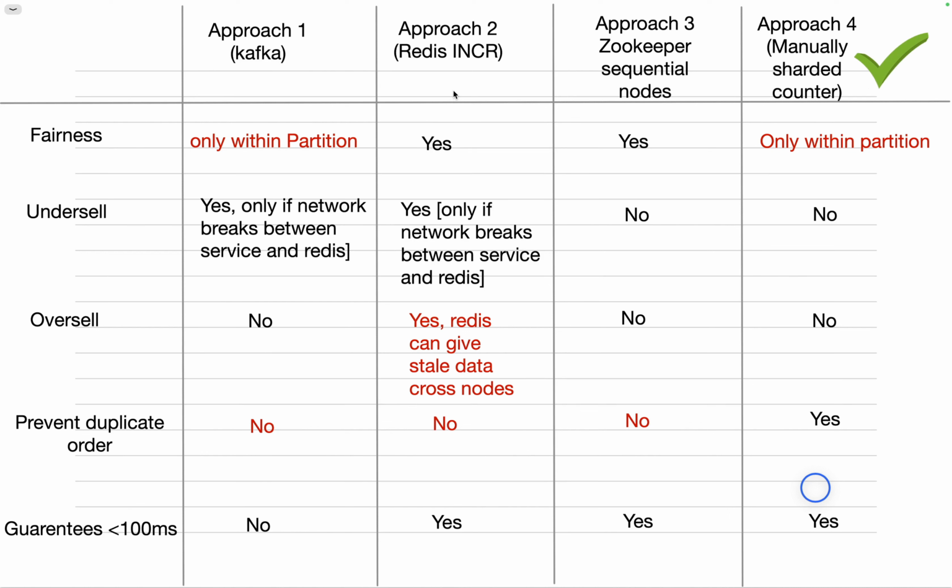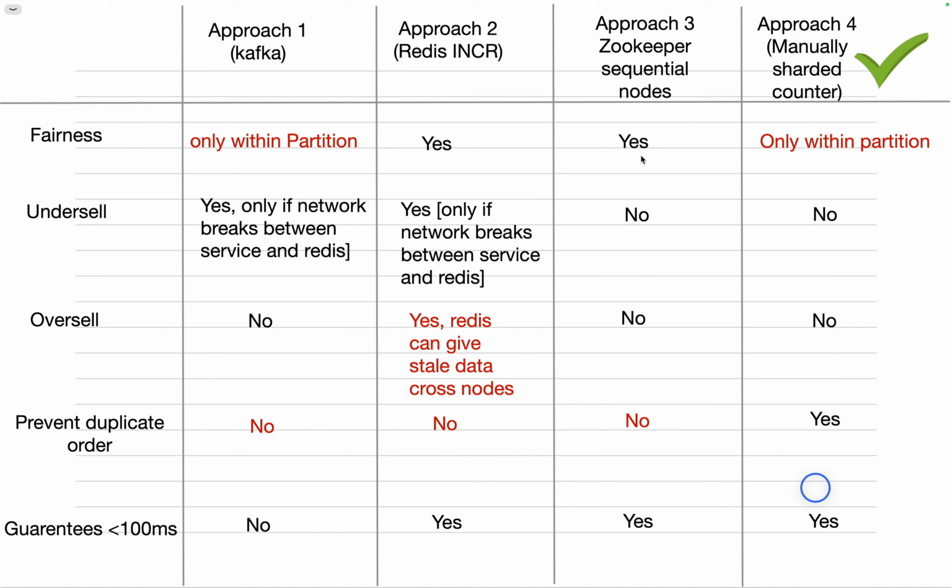Now, if we talk about the Redis increment counter, it is fair, because it is giving you the counter one by one by one. But the problem is of undersell, because in case of network failures, it could happen that you increment a counter, you don't get a value. But the bigger problem is oversell, because Redis can give you stale data across nodes. And yeah, it does not have a persistence layer. You still have to build some persistence layer separately. So it does not prevent the duplicate order. And yeah, it definitely guarantees less than 100 ms.